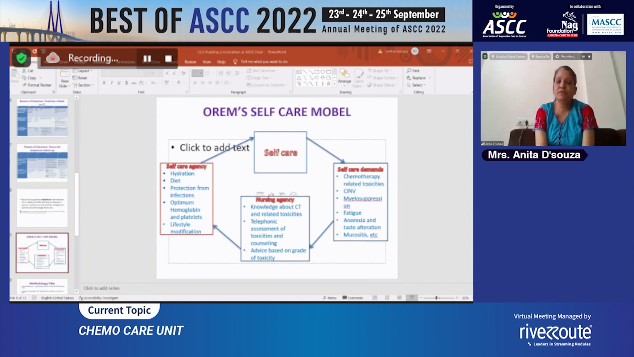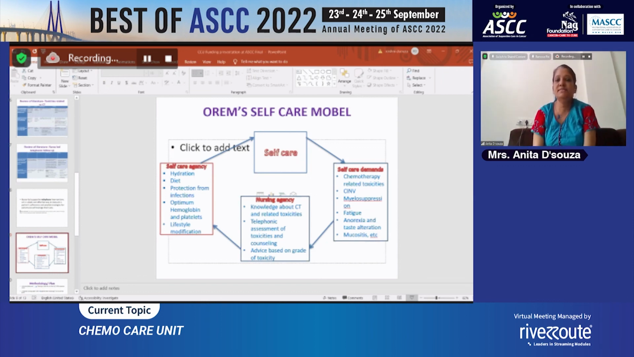The expected outcome after the implementation of this chemotherapy helpline: the management of toxicities may reduce inpatient and outpatient visits, thereby having financial savings to patients, employers, and the third-party insurance. It can reduce the treatment delay, can prevent dose reduction, and may impart a sense of well-being and improve health-related quality of life.